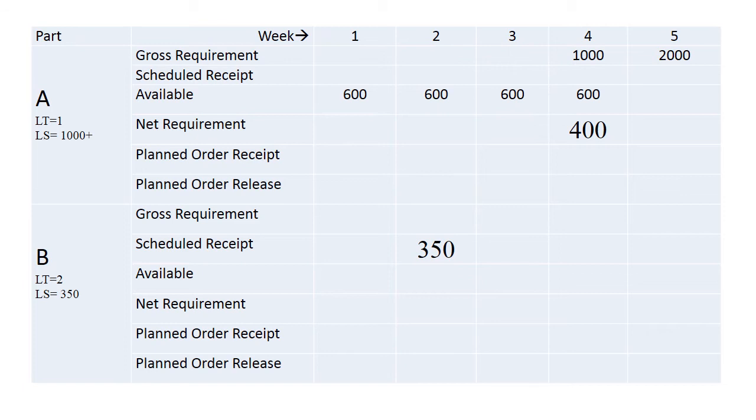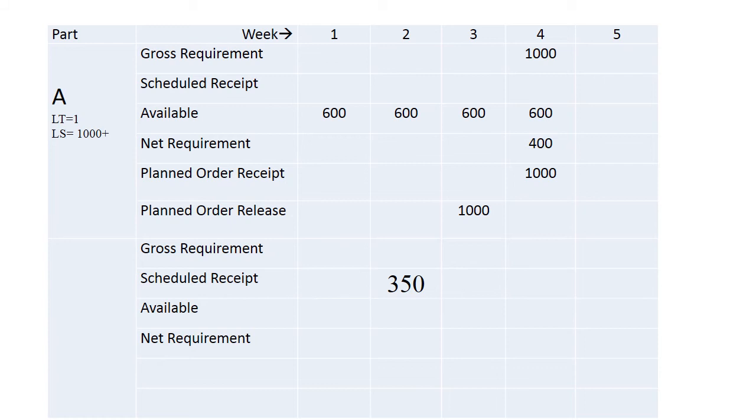You will notice that in week 4 you need 1,000 items, out of which 600 is sitting with you already, which means you need only 400 more. Your net requirement is 400. Now the question is how many items you should plan to receive in week 4. Although you need only 400, the lot size for A is 1,000 plus, which means you should plan to receive 1,000 items at this point in time.